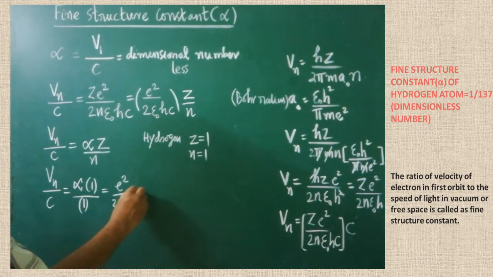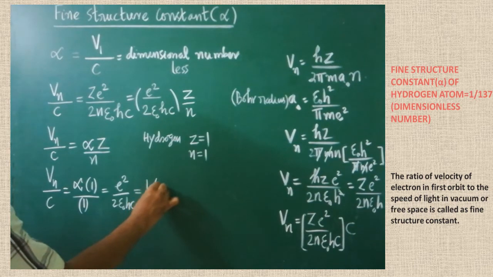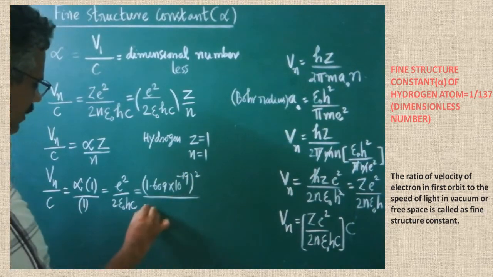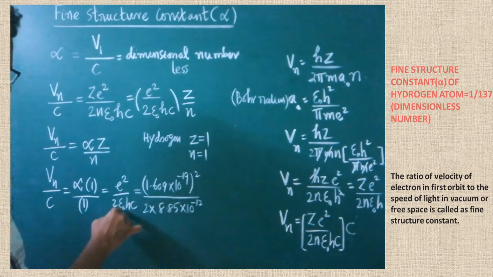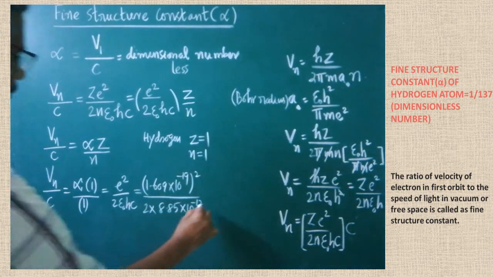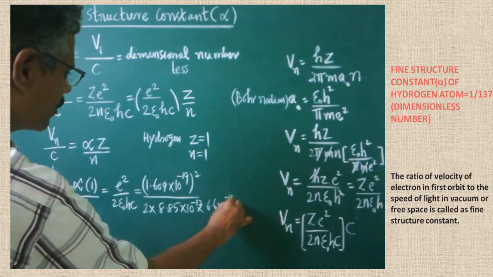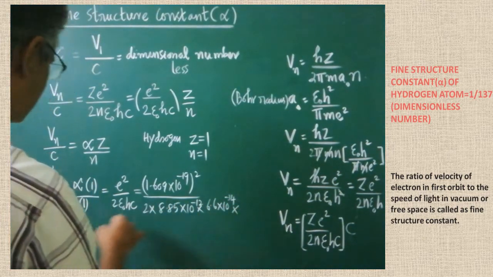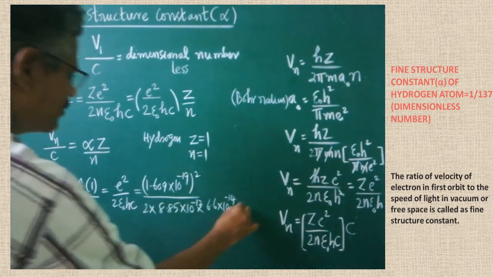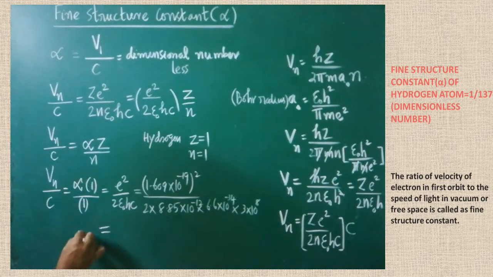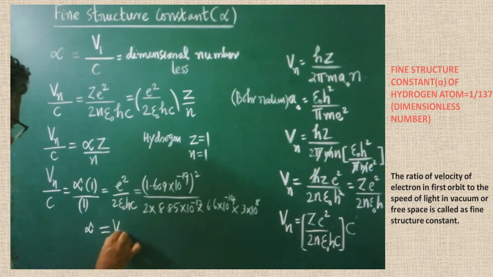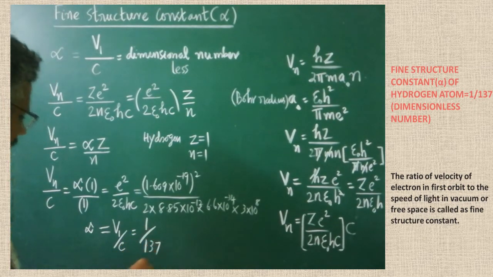Now substitute all the known values, all are constants. 1.6 into 10 to the power of minus 19, squared, whole divided by 2 into epsilon naught value 8.85 into 10 to the power of minus 12, Planck's constant value 6.6 into 10 to the power of minus 34. Are you clear? The speed of light should be written as 3 into 10 to the power of 8. If all the values are substituted and calculated, you will get the value of alpha. That alpha is nothing but V1 divided by c. Its value is 1 by 137. So this is the value of alpha.